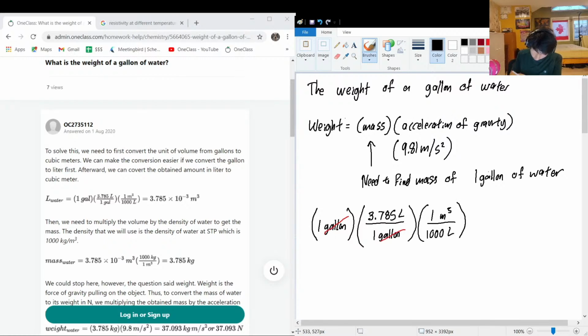That's the conversion factor. And you can see the liters down here and the liters up there neutralize each other. So for cubic meters of water, we have 3.785 divided by 1,000, which we can rewrite as times 10 to the negative 3 cubic meters. Okay, so this is our volume of water.